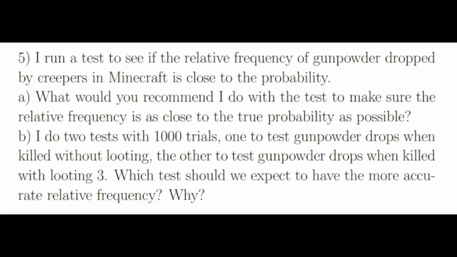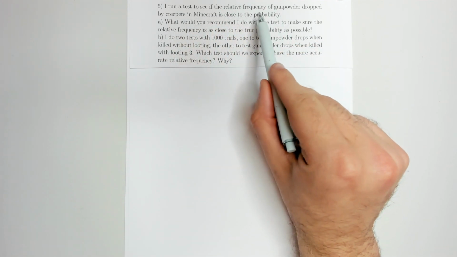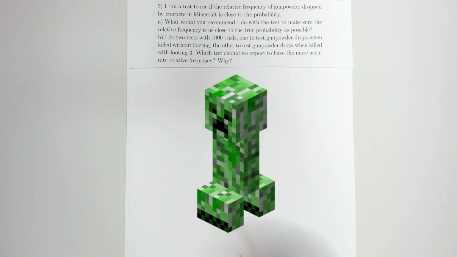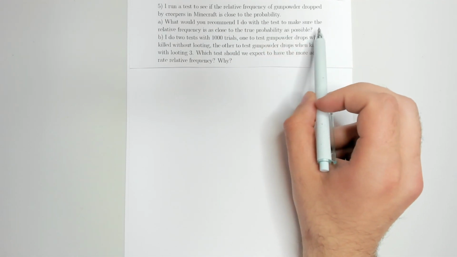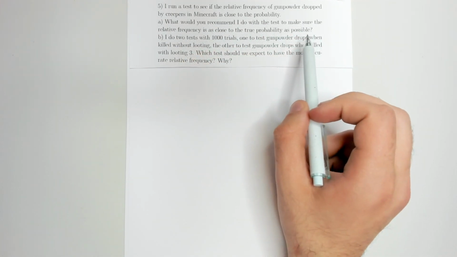Question 5. Question 5 says, I run a test to see if the relative frequency of gunpowder dropped by creepers in Minecraft is close to the probability. So creepers are a type of enemy in the Minecraft game, and when they die, they drop gunpowder. So part A says, what would you recommend I do to test to make sure the relative frequency is as close to the true probability as possible?